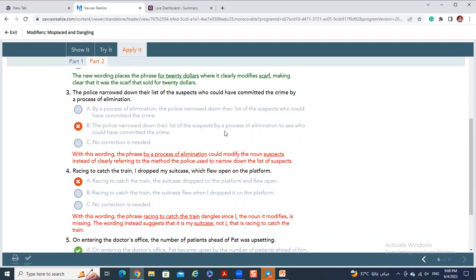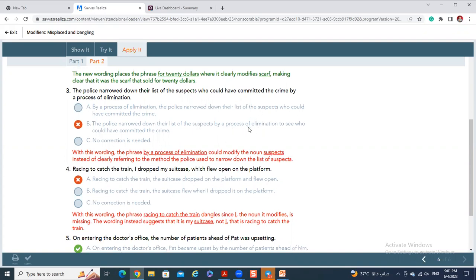Number three. As I told you, the problem is in "by a process of elimination." The police narrowed down their list of suspects who could have committed the crime by a process of elimination. Now, does it describe the crime? No, it's wrong. Here, who used the process of elimination? The police. Yes, that's right. Here also, "by a process of elimination" modifies the suspect, not the one who made the process of elimination.